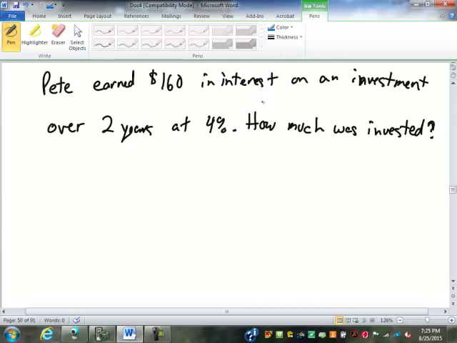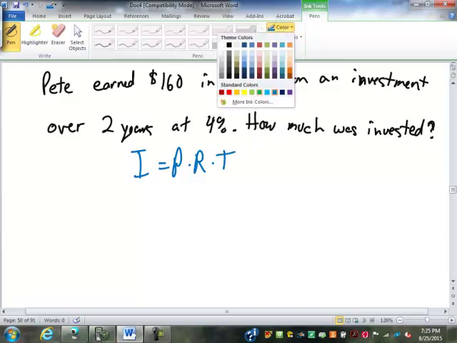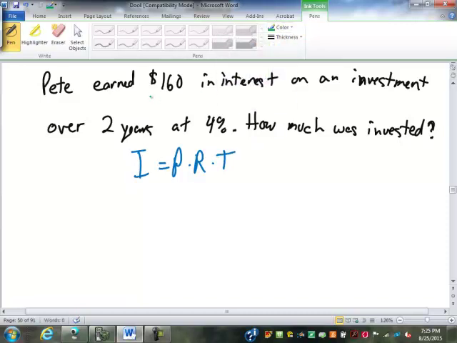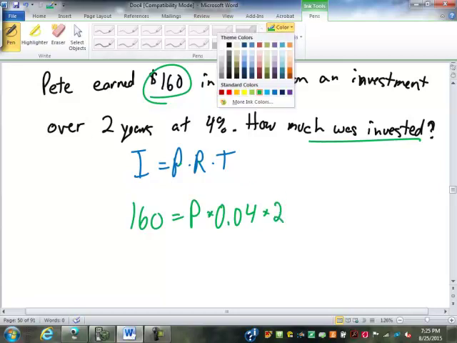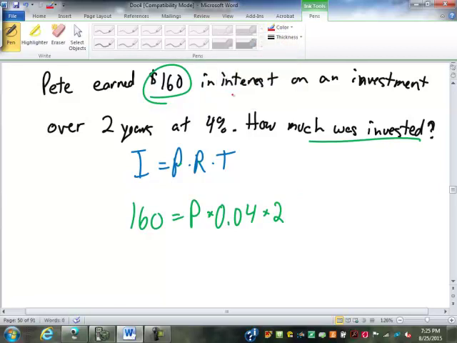Anyway, our formula that we gave for this was a simple interest formula. I equals P times R times T. So, the 160 is the I. Do we know P? No, we're looking for how much was invested. The principal is what we're looking for, P. Do we know R? 0.04, the 4%. Do we know T? 2 years. Very good.